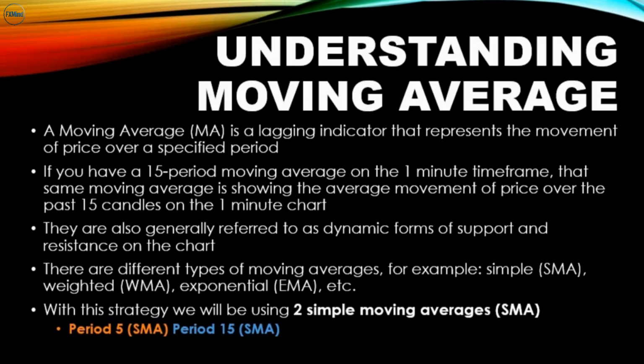There are different types of moving averages, for example, simple SMA, weighted WMA, exponential EMA, etc. With this strategy, we will be using two simple moving averages, SMAs: period 5, which will be orange, and period 15, which will be blue. In the next video, I'll explain how to put it up on the chart and how to use them.